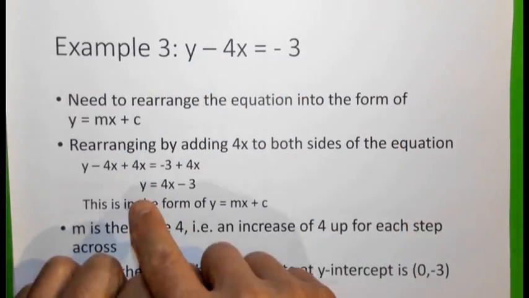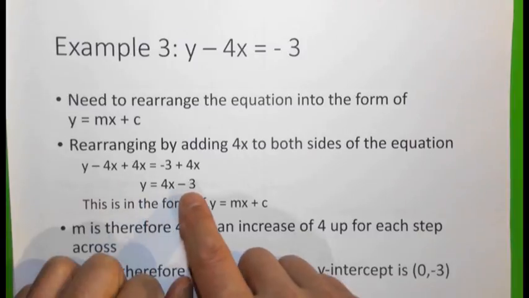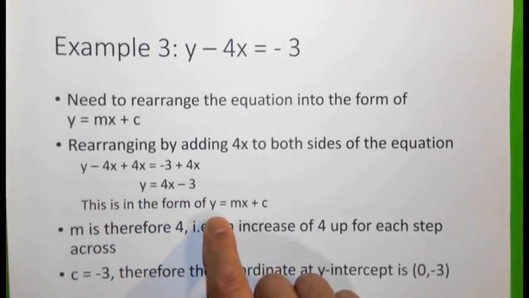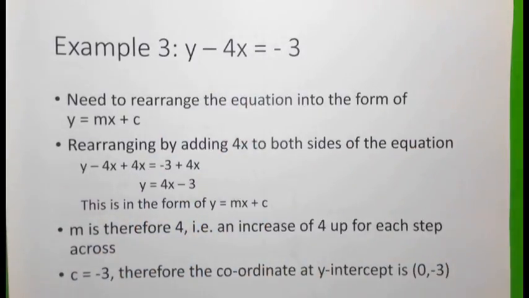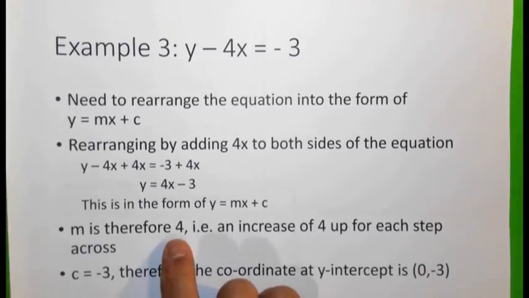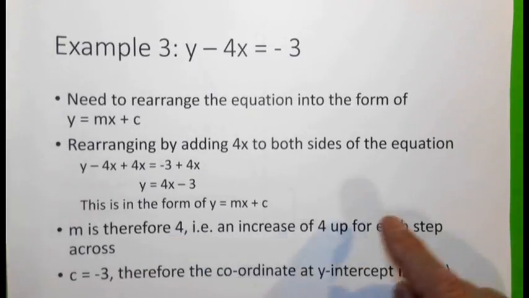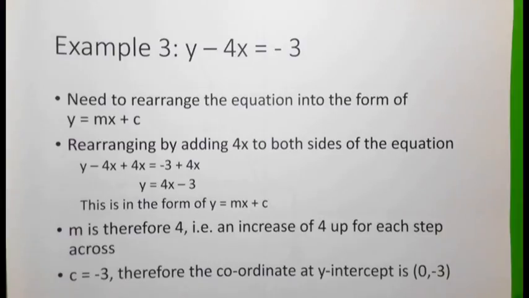By rearranging, we have y equals 4x minus 3, and this is in the form of y equals mx plus c. m is therefore 4, an increase of 4 up for each step across. c is minus 3, therefore the coordinate at the y-intercept is (0, minus 3).